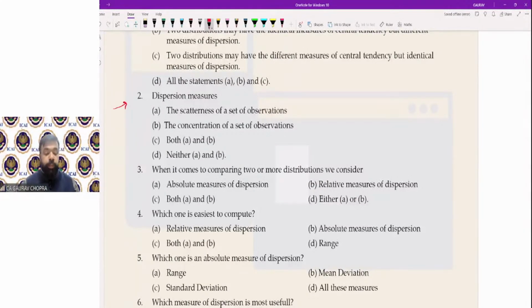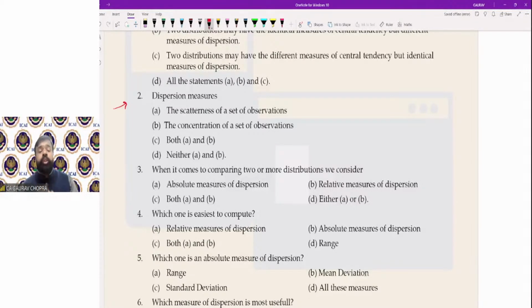Dispersion measures. What does dispersion measure? First, the scatterness of the set of observation, how scattered the observations are. Second is the concentration of set of observation, how concentrated the observations are. So which of the following answers will be correct? Of course, scatteredness. What does scatteredness mean? How much spread there is, how far apart our observations are. So basically dispersion measures the scatteredness.